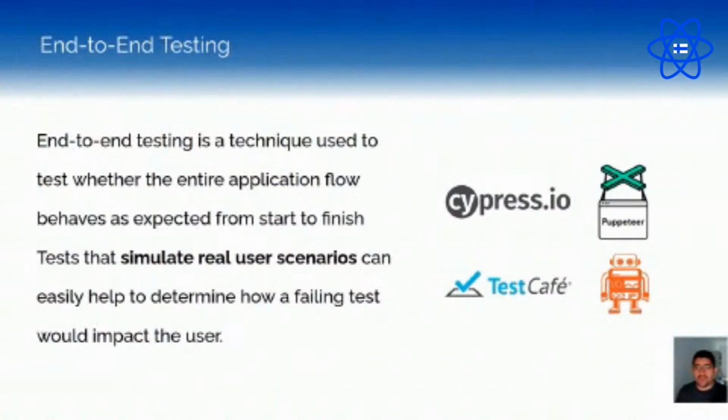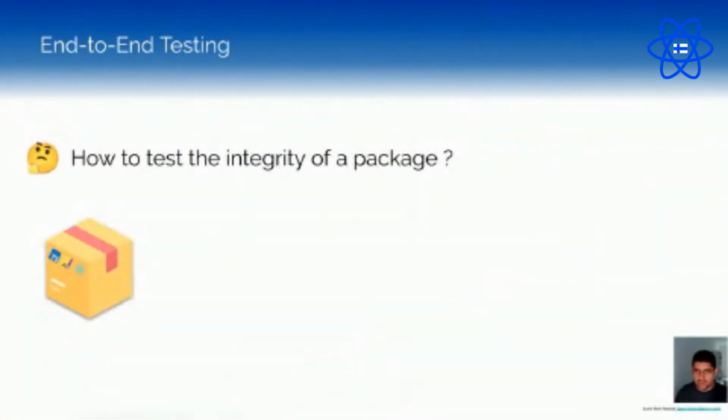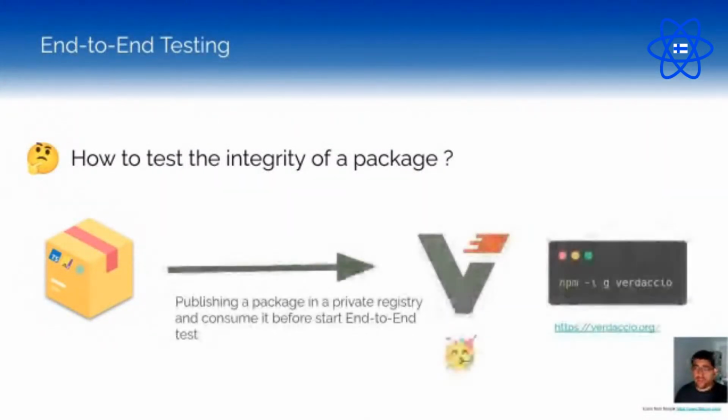So how do you ensure your React component is tested exactly as a real user will use it after running npm install on their console? You will need an extra tool to achieve real user scenarios. So how do you test the integrity of the package? It's easy: just publish the package in a private registry and then consume it from there before running the end-to-end test.